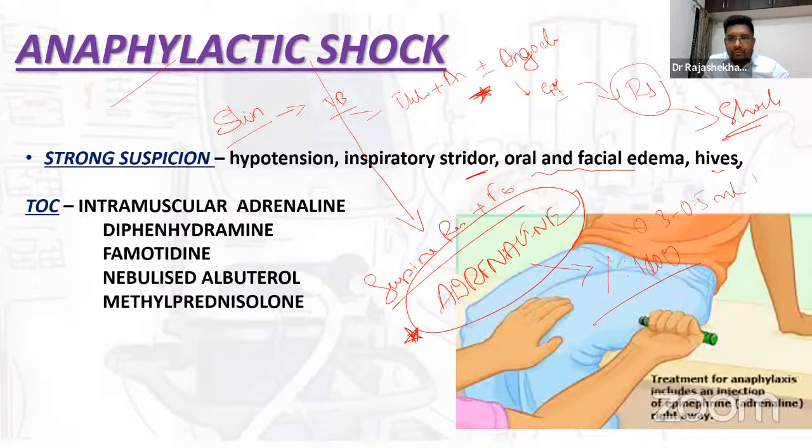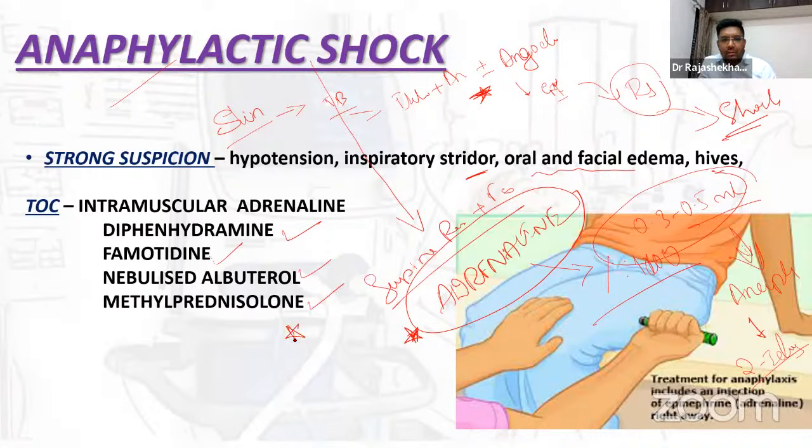A very safe technique. You need not fear to give adrenaline here, especially when the patient is in anaphylactic shock. A very life-saving entity. Sometimes you may need 2 to 3 doses of this adrenaline injection. If the patient is not able to recover, then you can get the patient on adrenaline infusion also. Then after giving adrenaline, you can start the patient on H1 and H2 blockers, the nebulized albuterol for the bronchodilation, and the methylprednisolone to further inhibit the mast cell release.